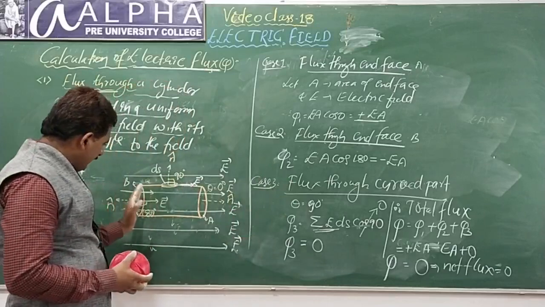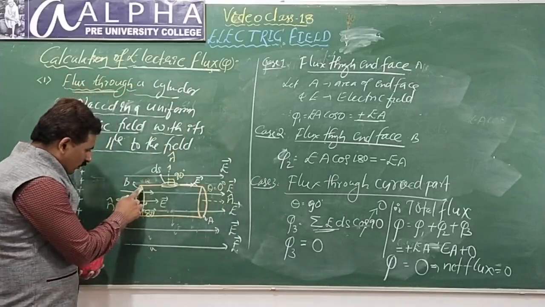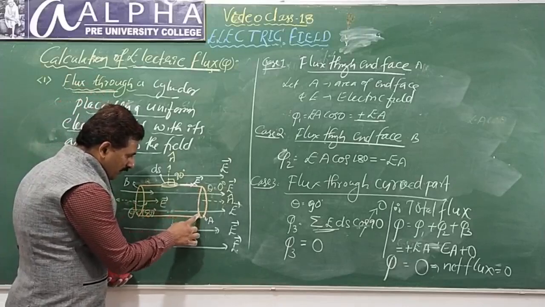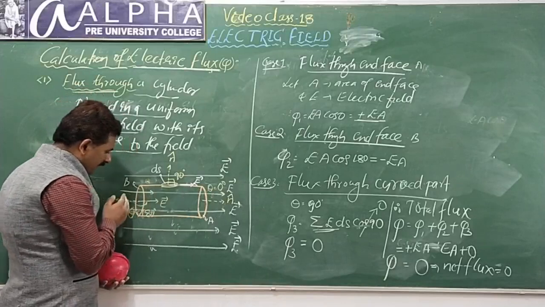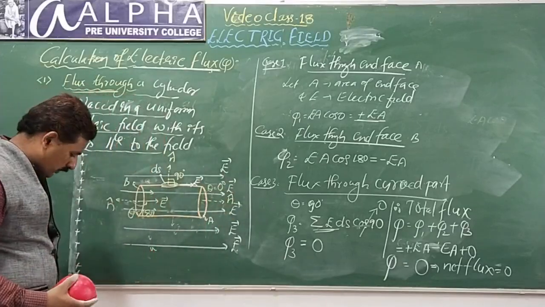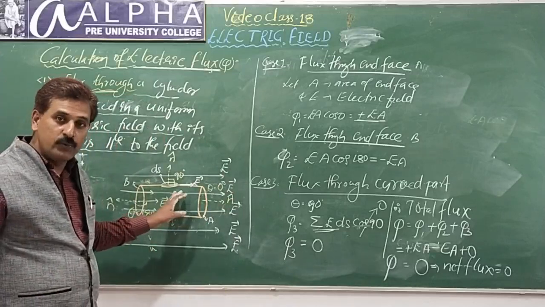Whatever the flux that enters will leave. That's it. Flux means electric field over the entire surface area here will be equal to electric field over the surface area here. It's like coming in, it's like going out. That's why total value is 0. This is what you have to remember. This is the case in uniform field.